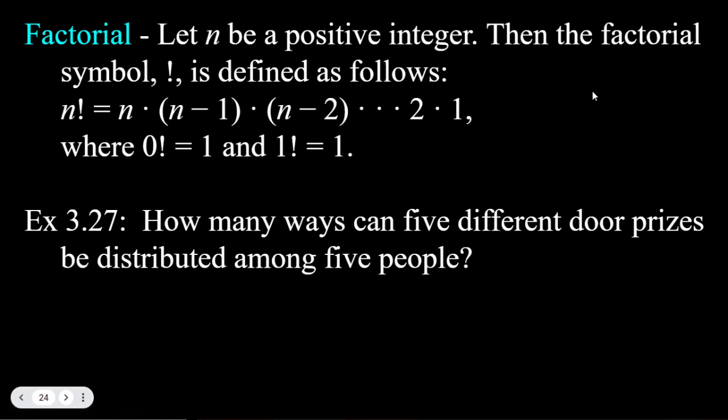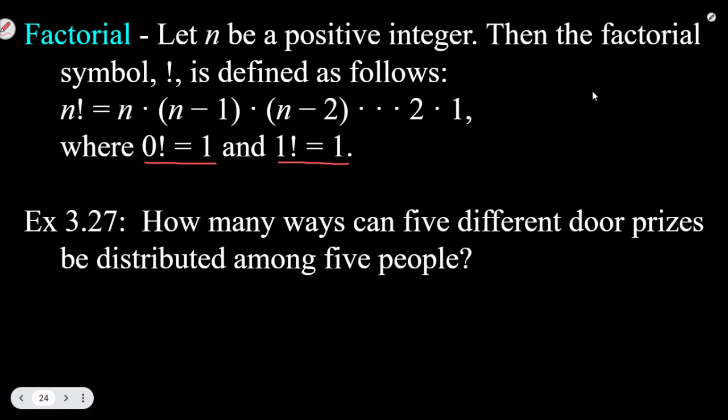This leads us to a definition and some special symbols in math, and this is called factorial. So let n be a positive integer, then the factorial symbol, which is an exclamation point, is defined as follows. N factorial equals n times n minus 1 times n minus 2 times n minus 3, and so on and so on, until your numbers get smaller and smaller, and eventually you get to 2 and 1, and then you are done. By definition here, we can see that 0 factorial equals 1, and also 1 factorial equals 1. And those are definitions that we're going to have.